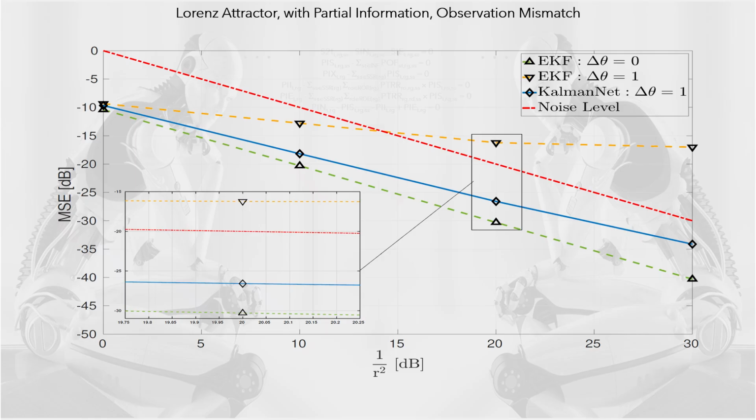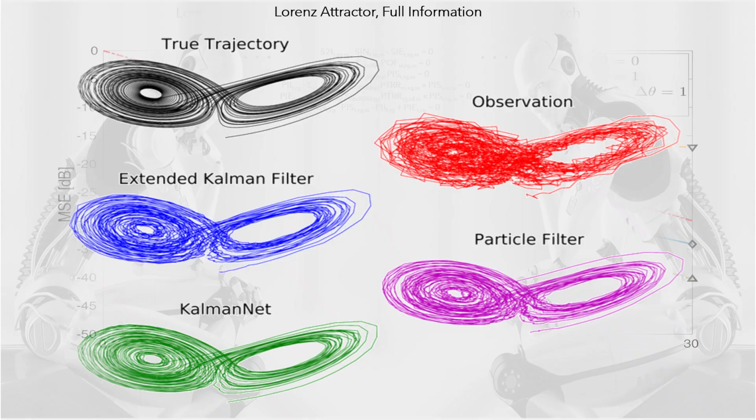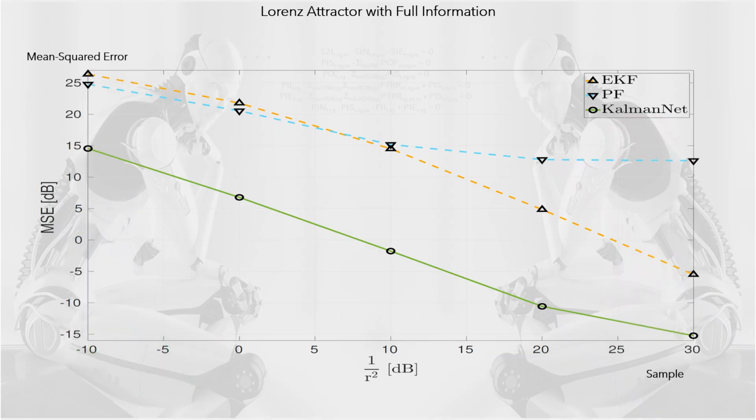The figure shows the Lorenz attractor, with partial information and with observation mismatch and T equal 2000. The figure shows the Lorenz attractor with full information. Tests were carried out with 3 filters: extended Kalman filter, particle filter, and KalmanNet. The image includes the true trajectory and the observation. The figure shows how this gain translates into improved trajectory tracking. It shows that in such nonlinear setups, the suboptimal model approaches operating with full information of the SS model are substantially outperformed by KalmanNet.